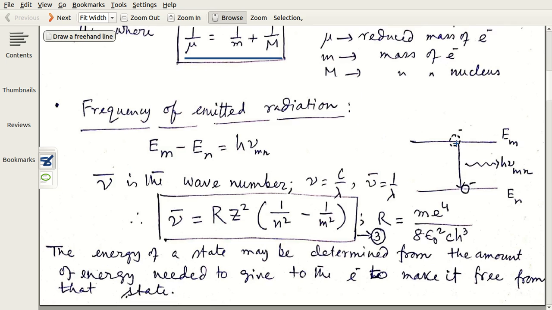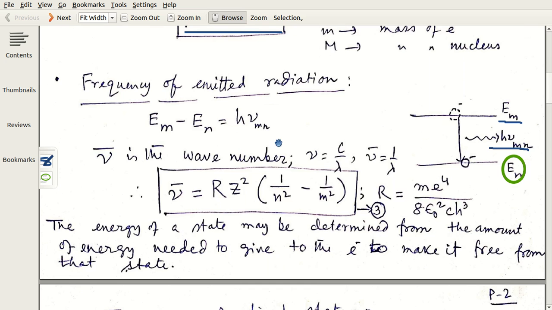This is a higher orbit, Em, and the nth orbit we say is the lower orbit here. So from the higher orbit to the lower orbit, one electron jumps. It initially was here, so it is drawn as a dashed line, and it jumps down to the lower level, and one photon is released as you see here.